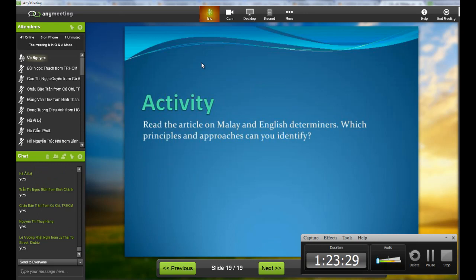Now, in our online lecture today, we have already discussed 5 key principles of contrastive linguistics and the two approaches. We also had the chance to look at some sample analysis. Hopefully this gives you some more ideas about how you might form your essays later.